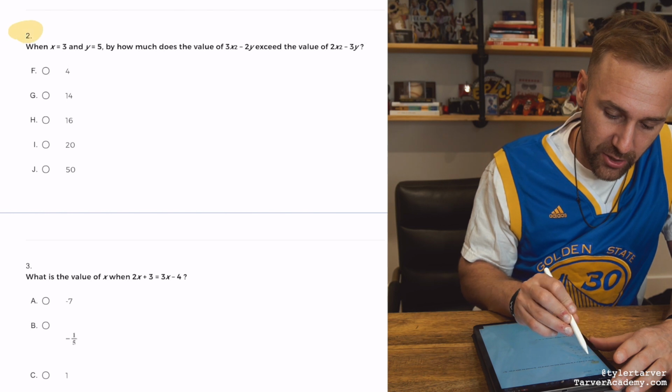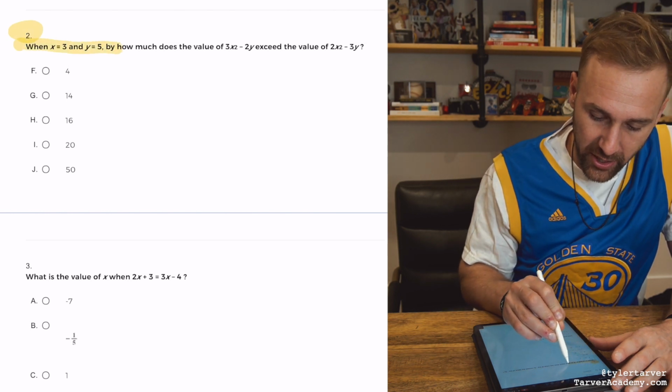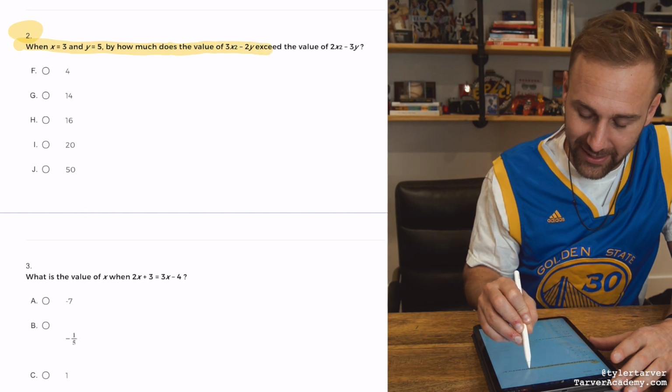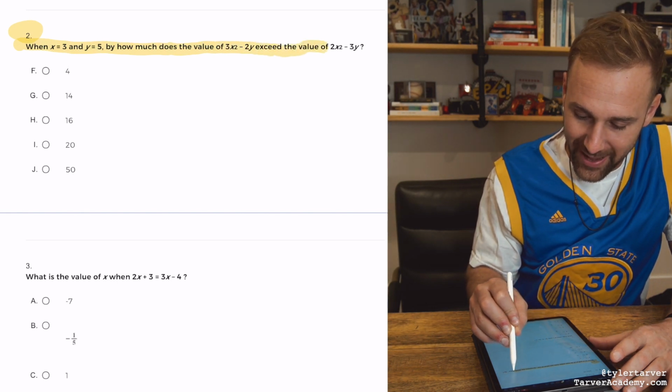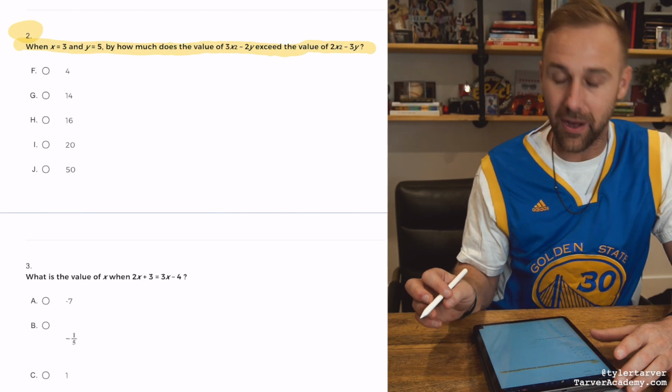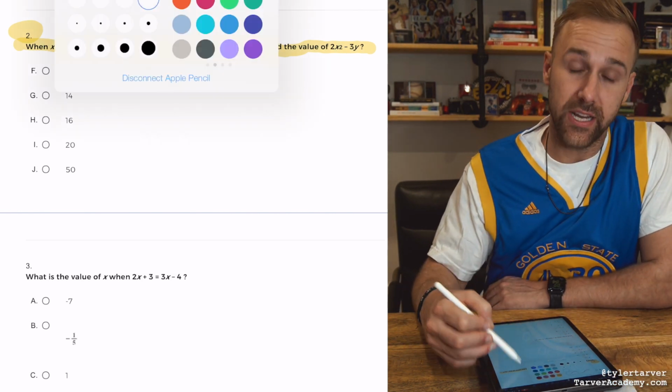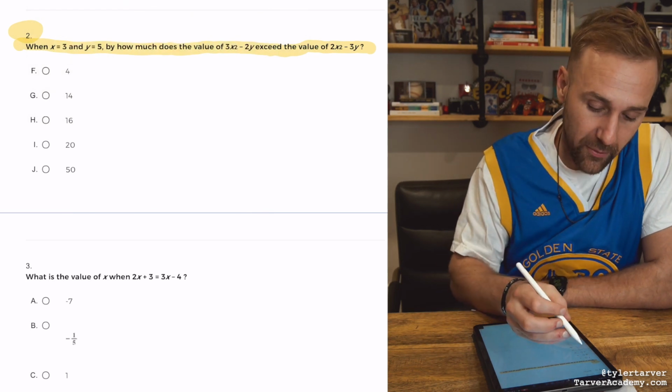So we're looking at number 2. It says when x equals 3 and y equals 5, by how much does the value of 3x squared minus 2y exceed the value of 2x squared minus 3y? Wow, that is a doozy. Okay, so let's circle our important information.